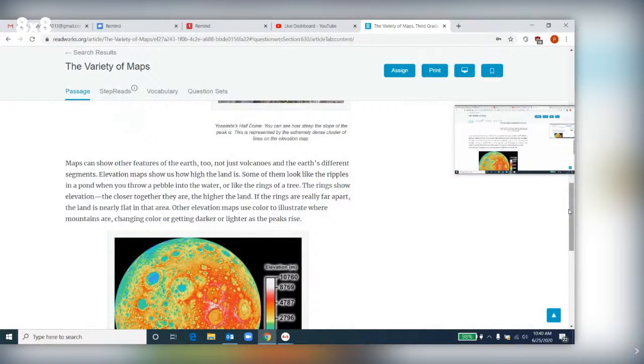Okay, so some maps can show their features. Elevation maps show how high the land is. That could be one thing. Rings show elevation, flatness, where the mountains are, where the peaks rise. So anything in this paragraph right here could be a detail that you can use for that question. Okay, so you just have to pick two of them, and you can pick any two. Okay, I think that was question 8. So it's anything in this paragraph right here.